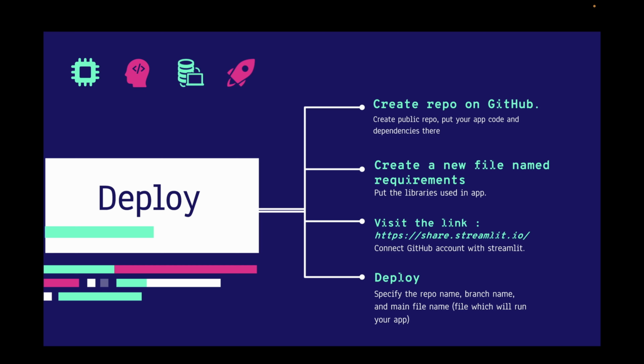Then visit this link, share.streamlit.io. From there, connect your GitHub account with Streamlit, and then click on deployment. After that, you have to fill in some entries. You have to specify the repository name, branch name, and the main file name using which your app is running. Specify all these things, and then you are done. Later you will also deploy a web application on Streamlit.